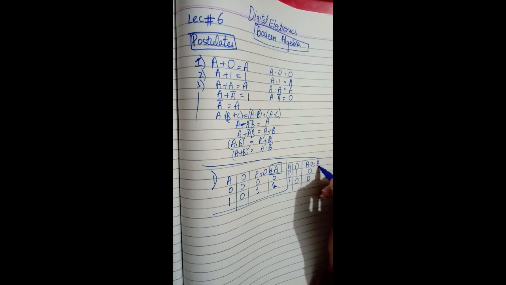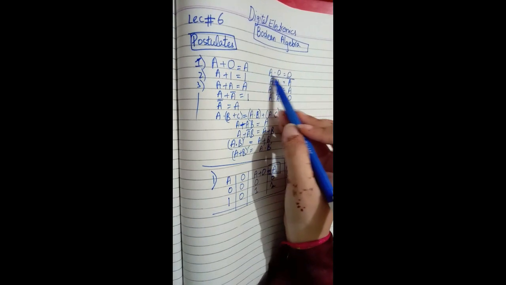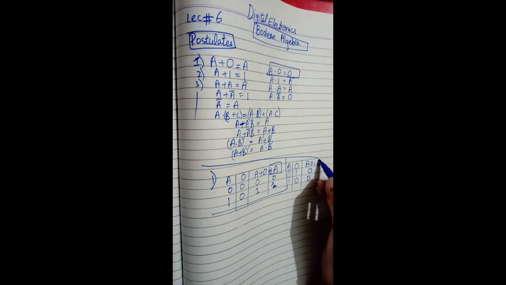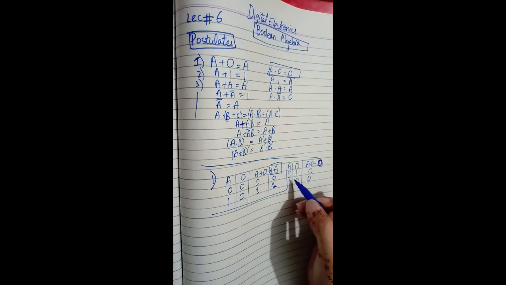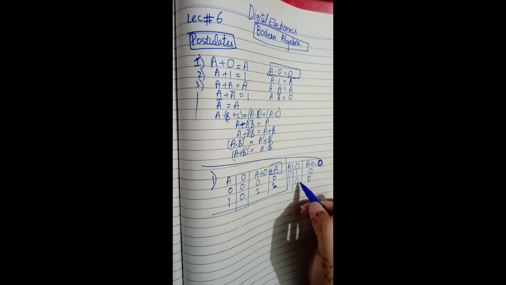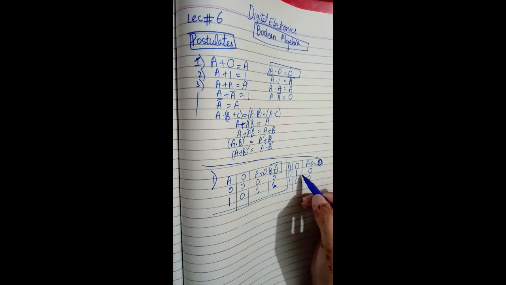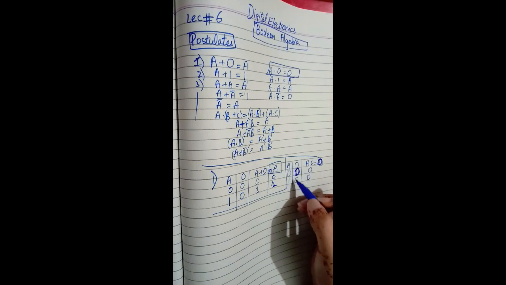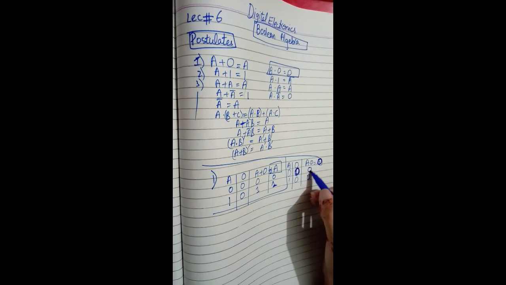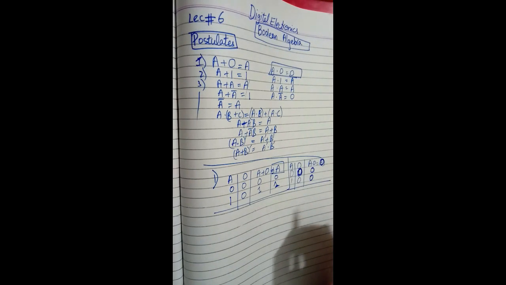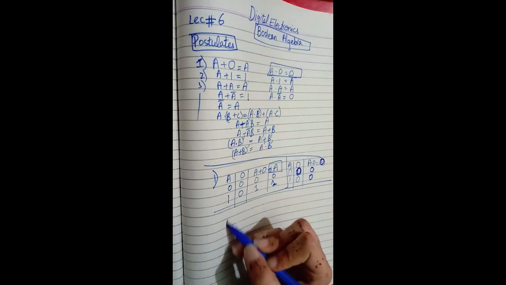Sorry, it says 0. Okay, A dot 0 is equal to 0. So whenever we multiply 0 0 or 1 0, it will give us the final result, which is 0 0. Like this, we can prove the second postulate as well.